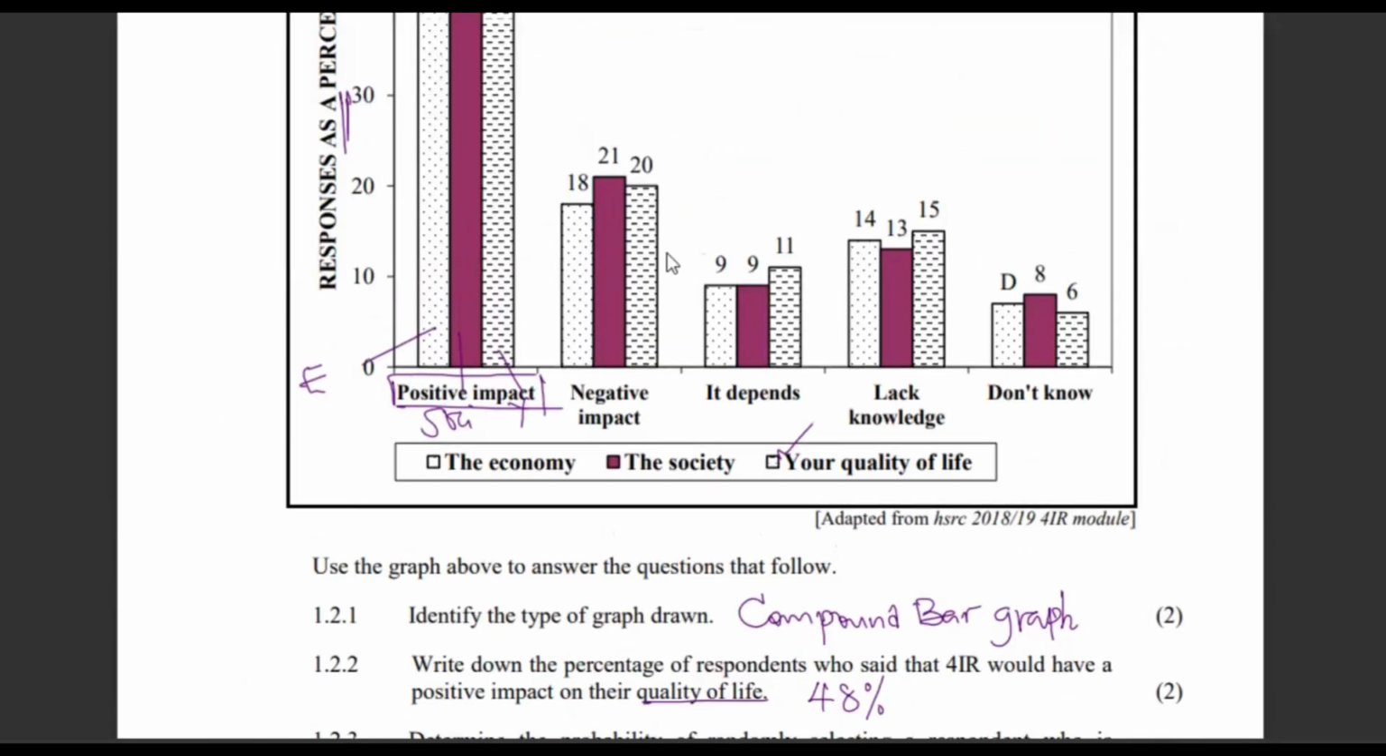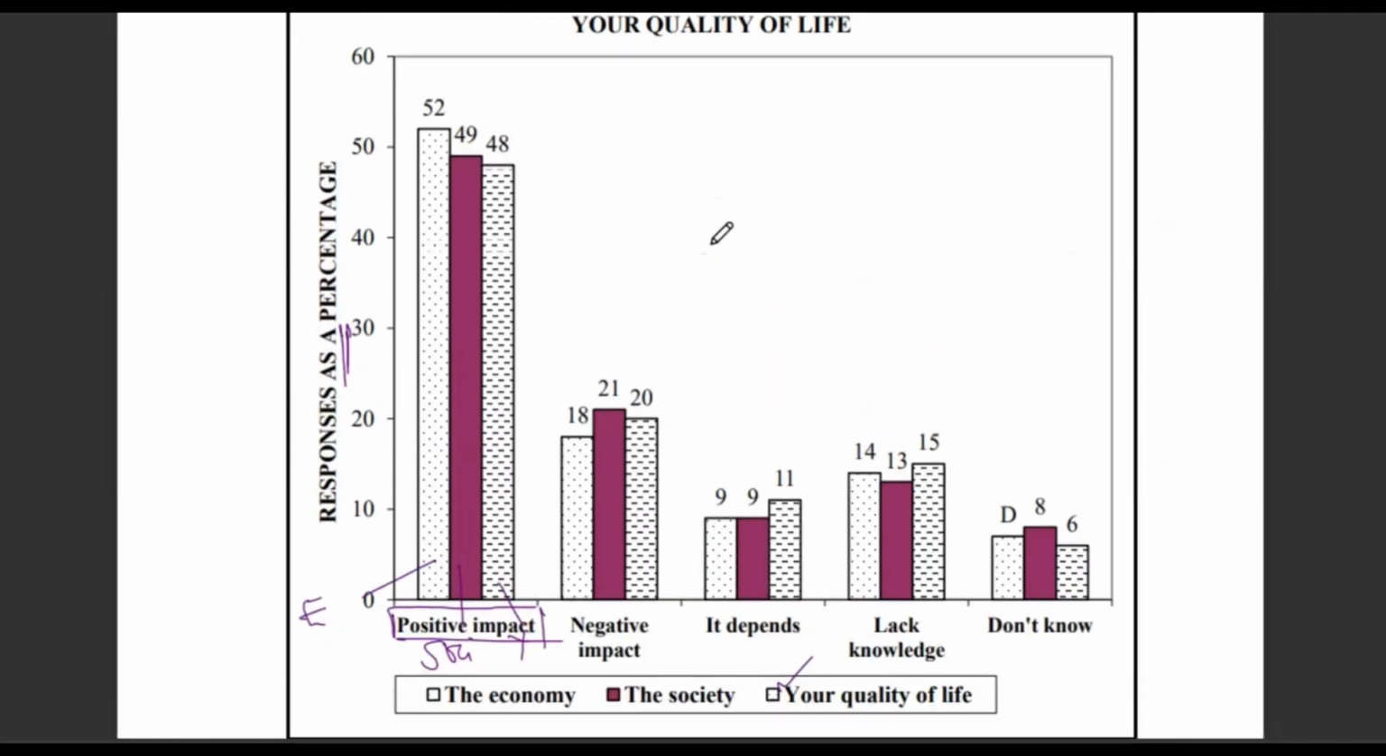When you come here, look at the value of D. It's under the economy. Since these are percentages, when you add them up, it has to add up to 100. So when you add the 52 plus this 52 here, plus the 18, plus the 9, plus the 14, plus the D should give us 100.